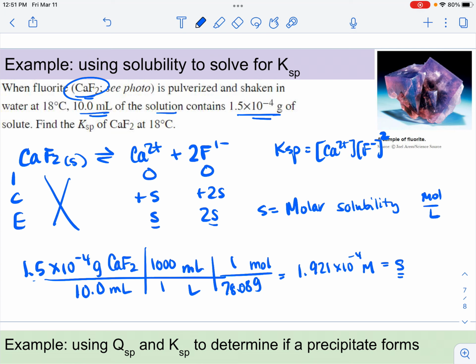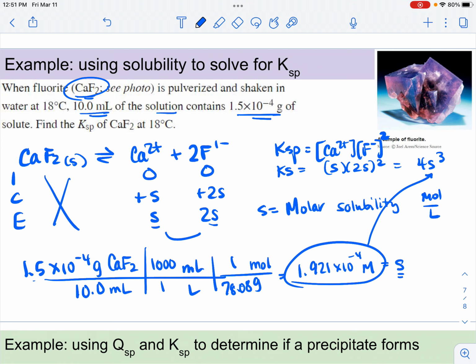All right, so if this is our molar solubility and I want KSP, now I can, let's say they asked me for the concentration of the fluoride ion, I could just say 2S, but I need to substitute in for both of these. But rather than do that twice and then multiply, I just came in and did this. KSP equals S times 2S the quantity squared, which equals 4S cubed. And then I took this 1.921, this is not rounded to sig figs yet, and substituted it in for S and cubed it and multiplied it by 4.